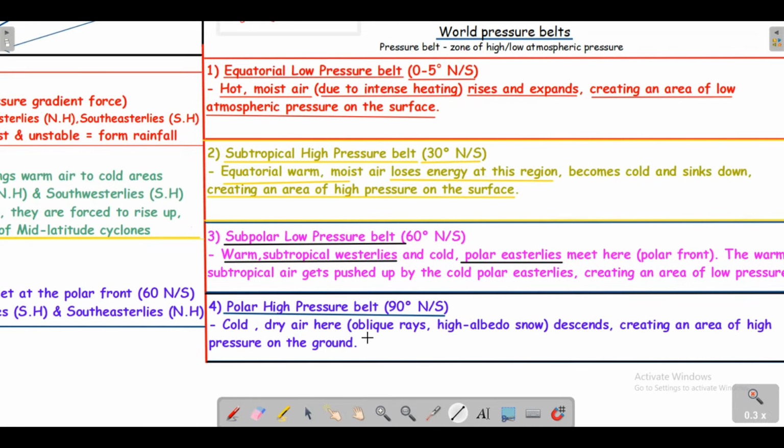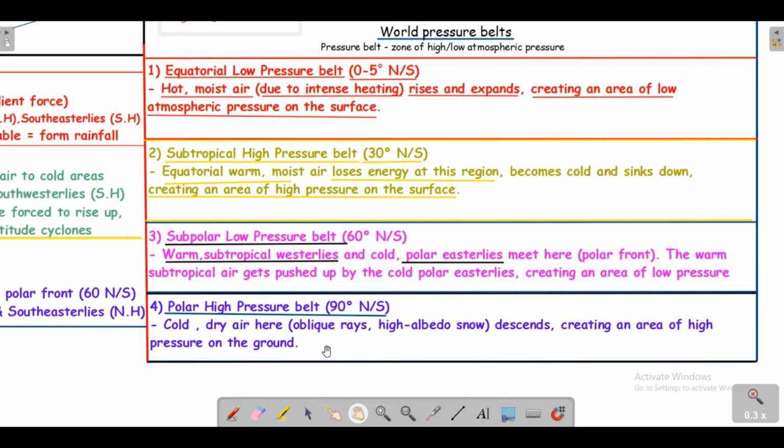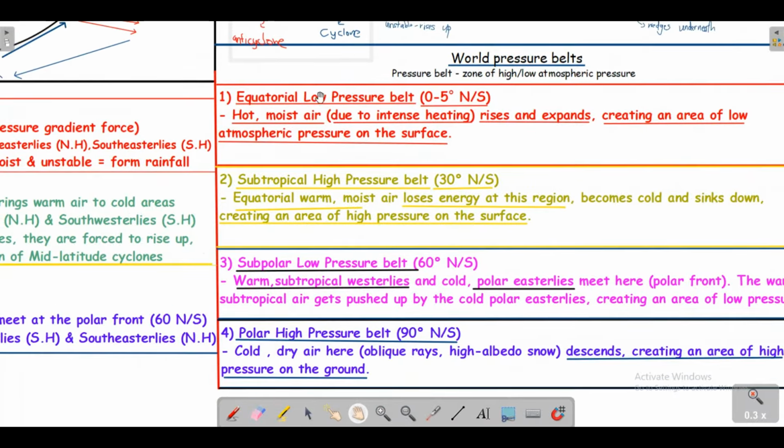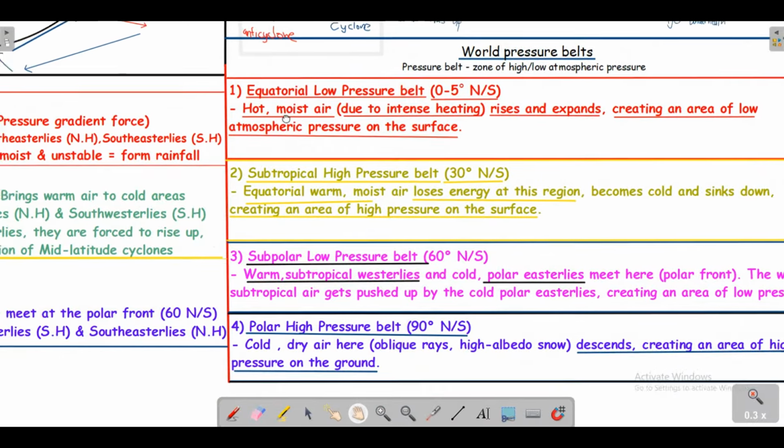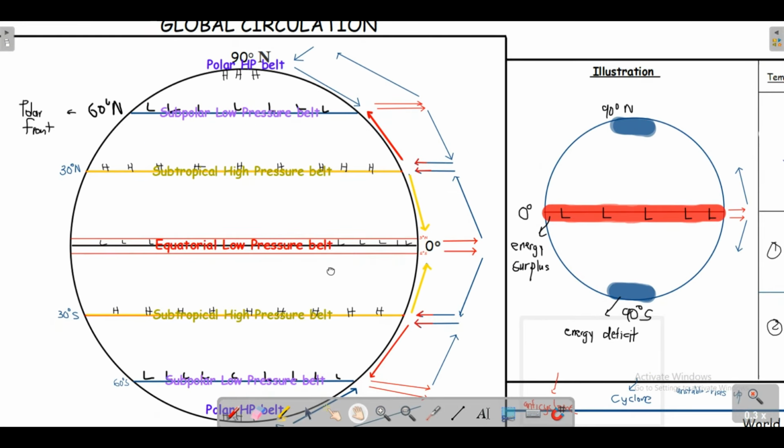It's at 90 degrees. You have cold, dry air here that exists due to oblique rays, high albedo snow, and so on. This cold, dry air descends, creating an area of high pressure on the ground. That's really simple, similar to the equator, because the equator is warm, and because it is warm, you have hot, moist air rising up, forming an area of low pressure there. So we have a polar high pressure belt at 90 degrees.